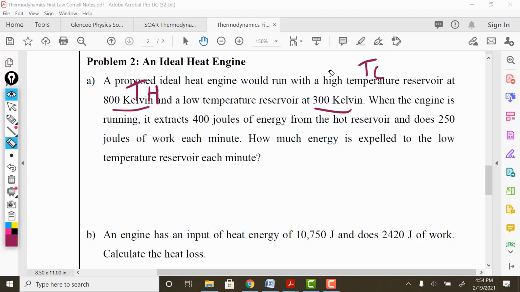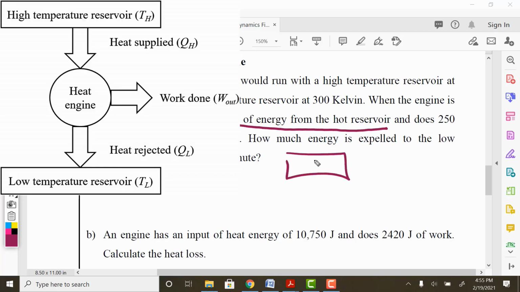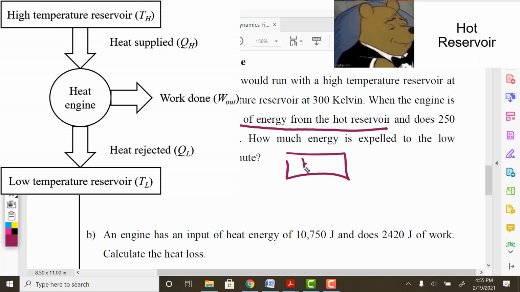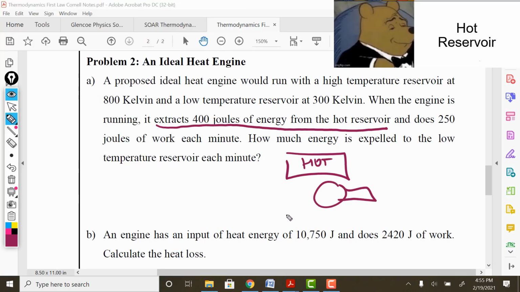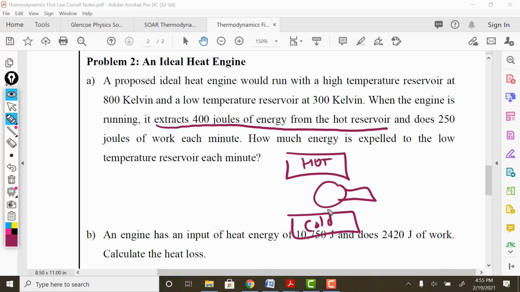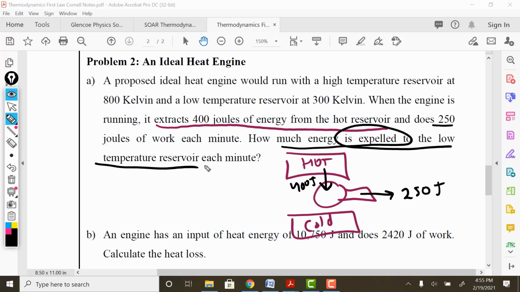But folks, that wasn't in the formula. That wasn't in the first law. The first law is about the heat. So let's focus on the heat. When the engine is running, it extracts from the hot reservoir. So let's draw this picture. Here I have my hot reservoir. Here's my engine. Here's my cold reservoir. It's pulling from the hot reservoir, so 400 joules is going into it. The engine itself is doing 250 joules of work out. The question is how much energy is being expelled to the low temperature reservoir.